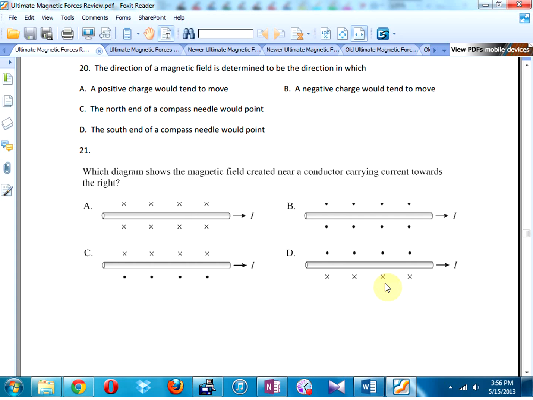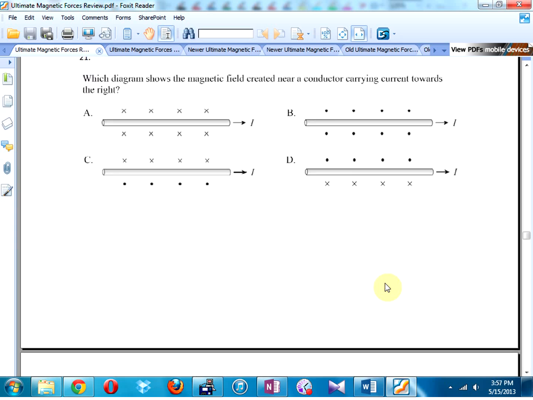On near conductor carrying current towards the right. So the key idea here is this is a magnetic field that's been created by the conductor. That's when you point your thumb in the direction of the current and your fingers curl above and below in the direction of the magnetic field. So it'd be D. Yep. You see the subtle difference in wording there?